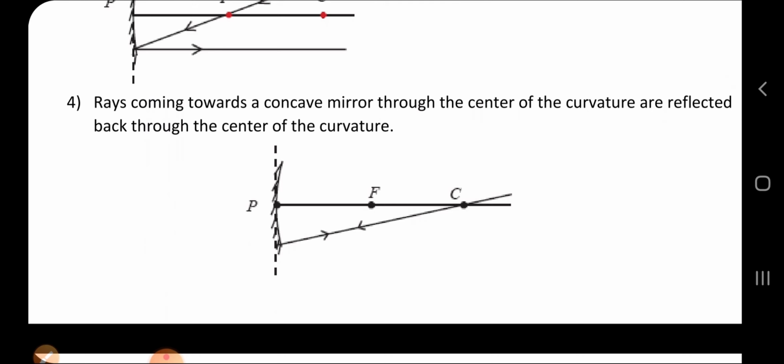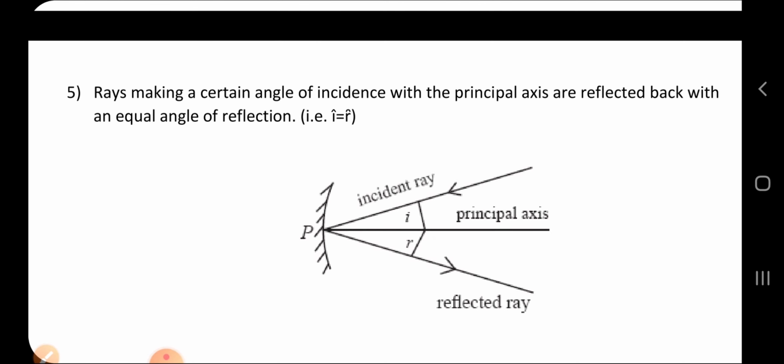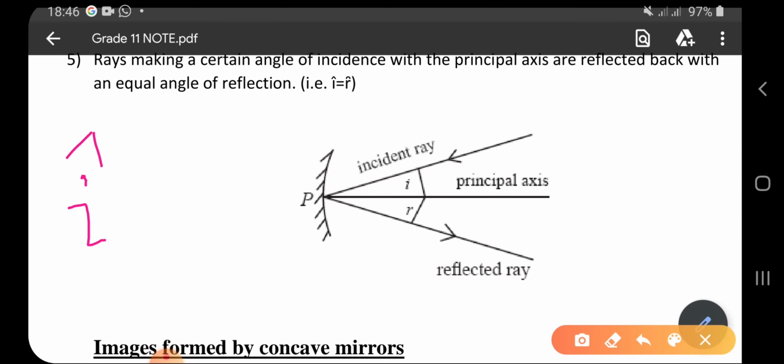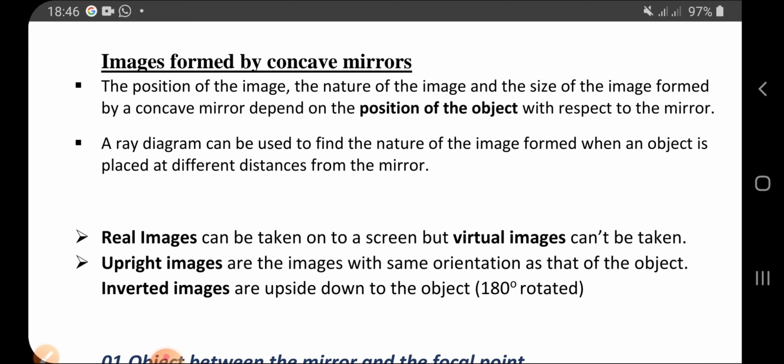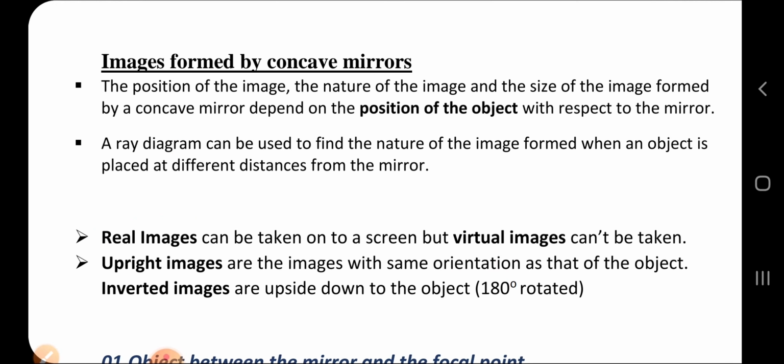So the 5th rule, or the last rule for reflection of concave mirrors, is this: rays making a certain angle of incidence with the principal axis will be reflected back with an equal angle of reflection, so that small i will be equal to small r. So let's talk about the images formed by the concave mirrors.